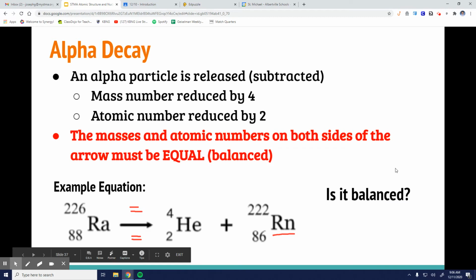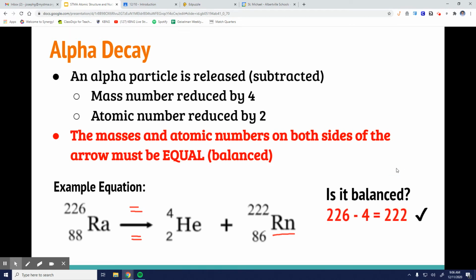We check if it's balanced. 226 minus 4 equals 222. Looks good. 88 minus 2 equals 86. It's good. So it's exactly what we're looking for.